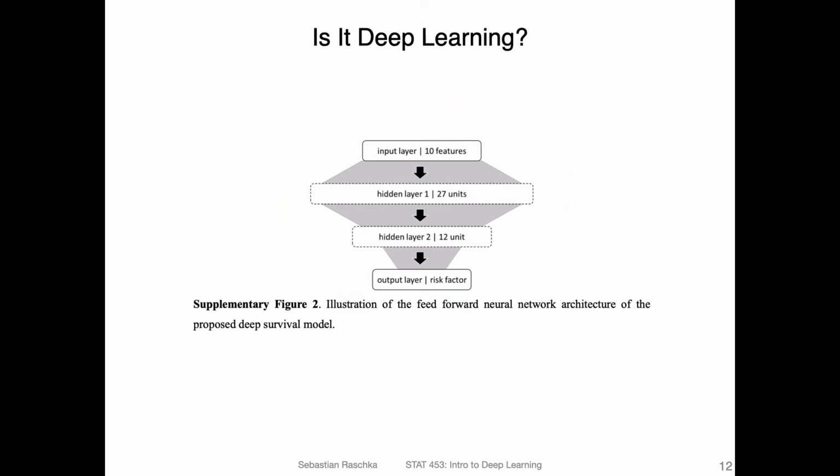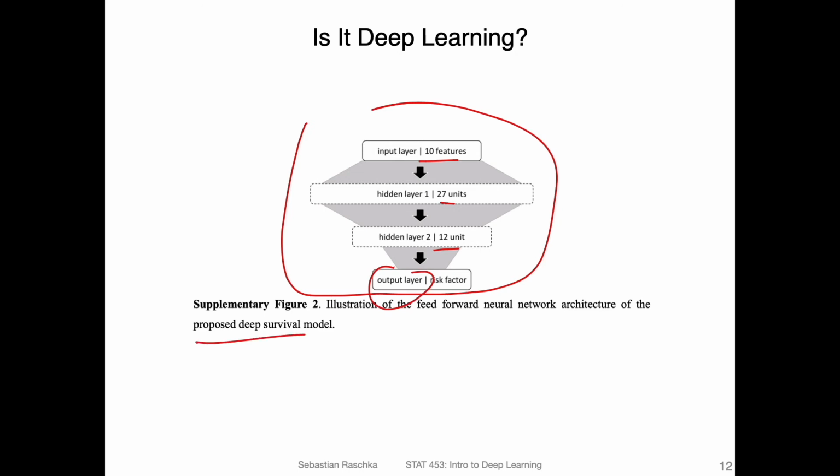But in this paper I read, for example, there was this figure of a multilayer perceptron where there were only 10 inputs, a very small number of hidden units, and then one output unit. They called it deep learning and essentially proposed this deep survival model. So like I said, it's more and more common to call these multilayer perceptrons deep learning.